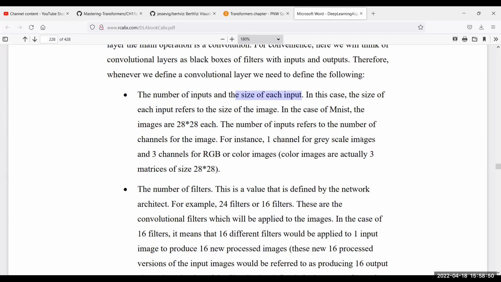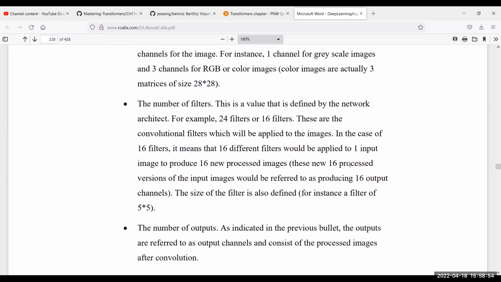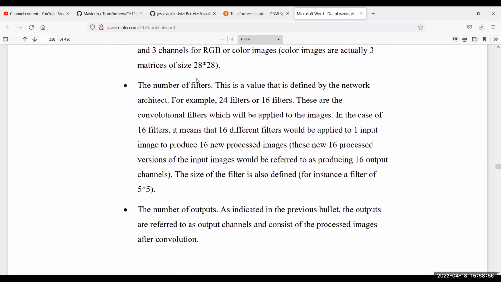The number of inputs refers to the number of channels for the image. So for instance, 1 channel for grayscale or 3 channels for RGB. And you guys know about color. The number of filters is going to be a value that the architect can define. There's really no specific reason. It can be, for example, 24 filters or 16 filters.